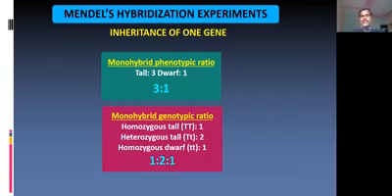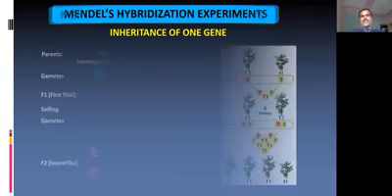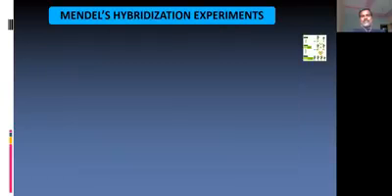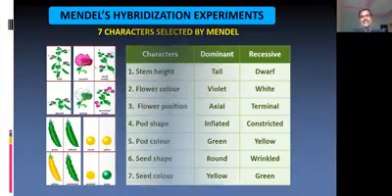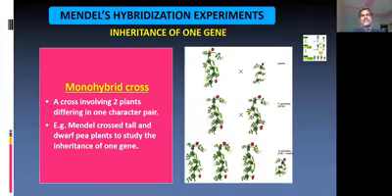This is called the monohybrid cross experiment. Once again, I repeat it. Inheritance of one gene, monohybrid cross: a cross involving 2 plants differing in 1 character pair. Example, Mendel crossed tall and dwarf pea plants to study the inheritance of one gene.